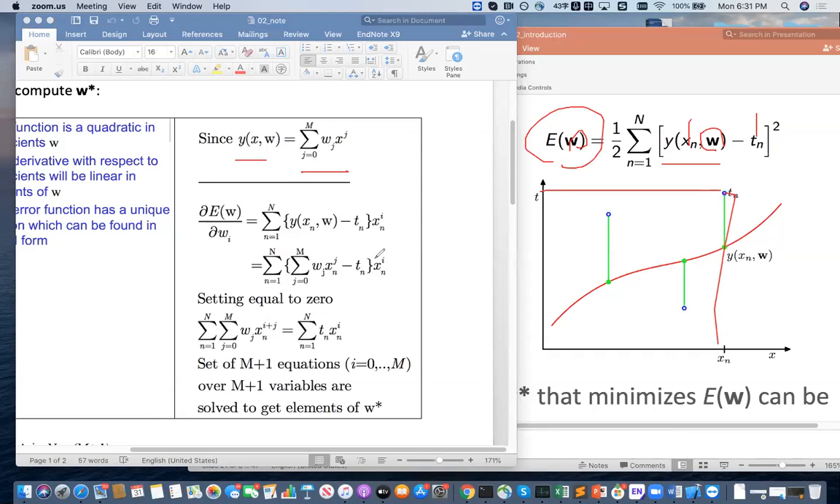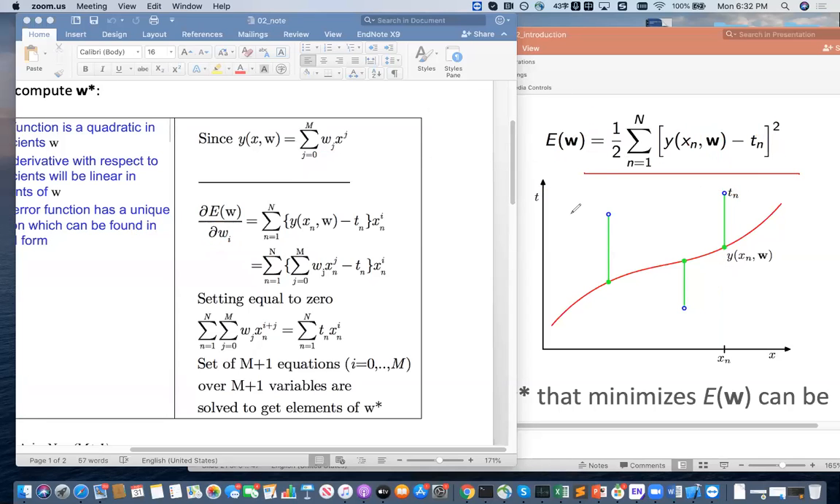Now what we do is, for each of those wi's, this is a vector, so you have n plus 1 of them, you take the partial derivative. For each of them, you want to set this to 0, because that's where you get the smallest value. For this purpose, you just take a derivative over this thing.